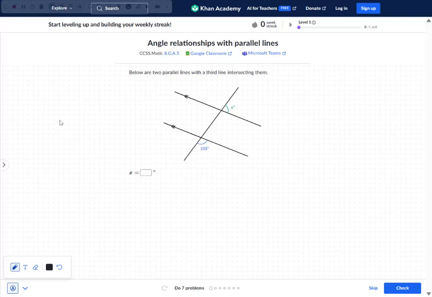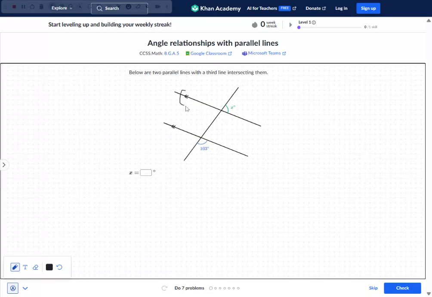All right, for 2.2 Integrated Math B, we're also looking at angle relationships with parallel lines. So we've got this sample problem we'll look at from your Khan Academy, a couple of sample problems. All right, so below are two parallel lines. How do we know they're parallel? Remember, those arrows are telling us they're going in the same direction.